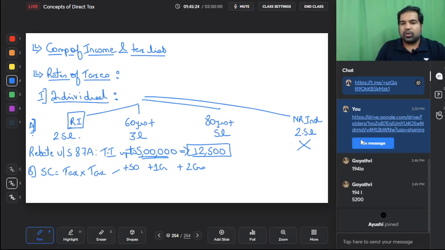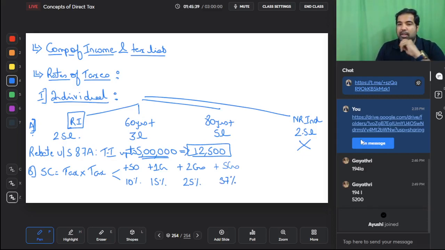In that case, or more than 5 crores, in all these cases, there will be a surcharge. This is 10% surcharge, this is 15% surcharge, this is a whopping 25% surcharge, and this is, I don't want to stay in India anymore kind of surcharge, 37%.